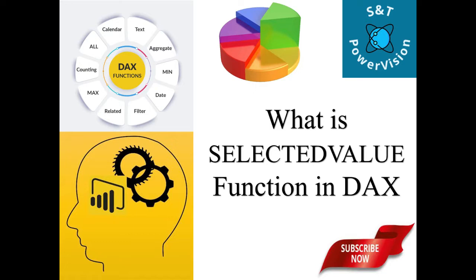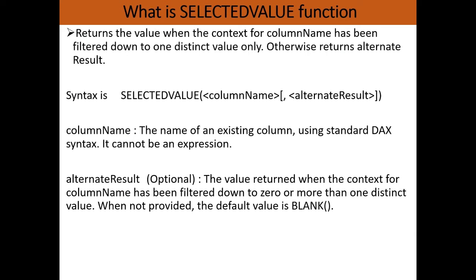In this video we will learn about what the SELECTEDVALUE function is in DAX. So let's start here. Basically, SELECTEDVALUE returns the value when the context for the column name has been filtered down to one distinct value only. Otherwise, it returns an alternate result.